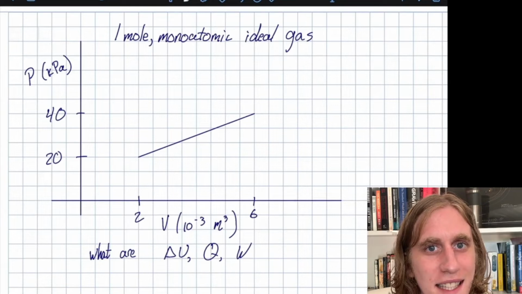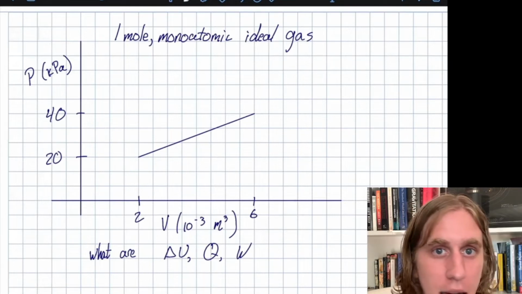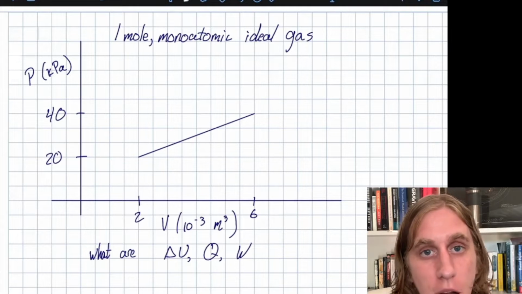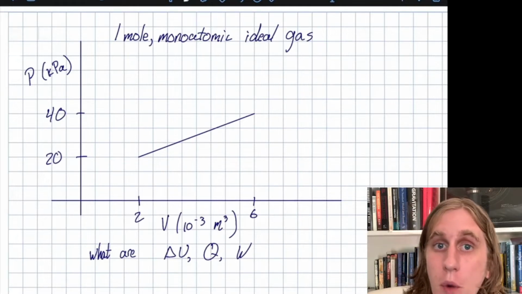Now, I know this is a little bit hard to think about in the abstract, so let's take a moment and actually look at an example of a pressure volume diagram and how we can use it. So here's an example of a problem that we might see. We have a pressure volume diagram for 1 mole of a monatomic ideal gas. We want to know three things.